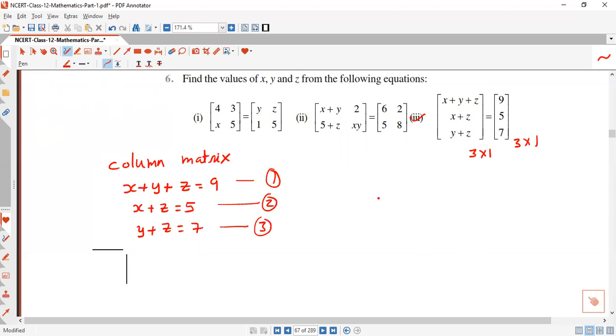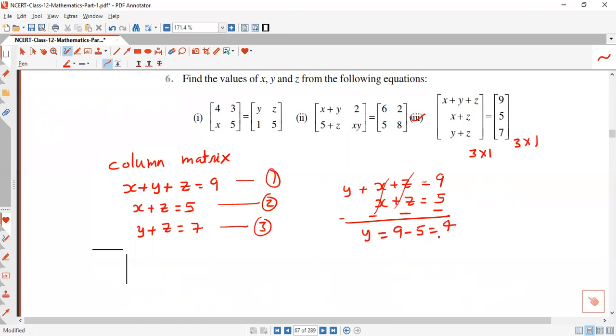If we subtract equation number 2, x plus z equals 5, from equation number 1, which says x plus y plus z equals 9, then x cancels, z cancels, and we get y equals 9 minus 5, which is 4. So y equals 4 comes out.